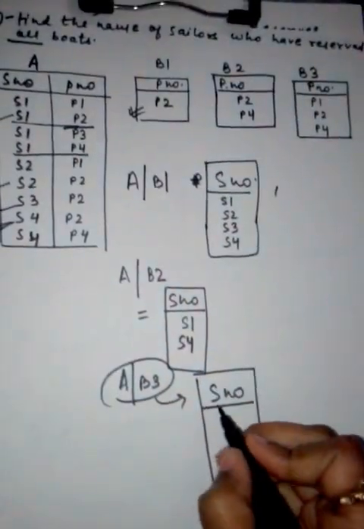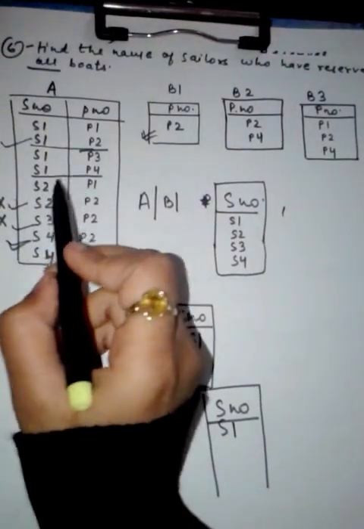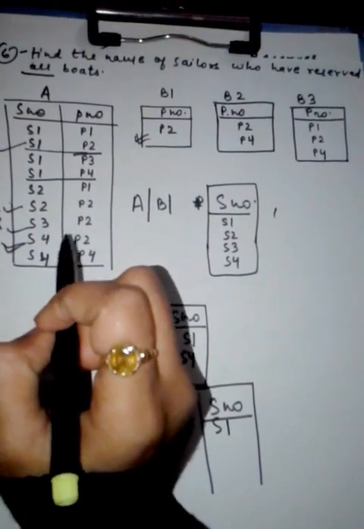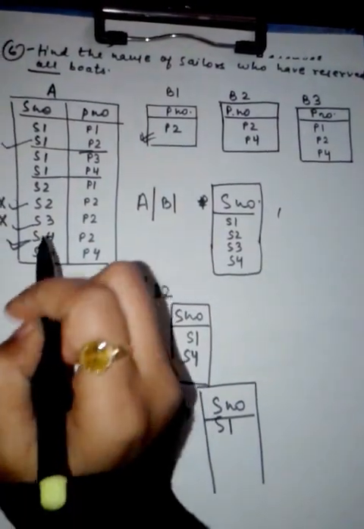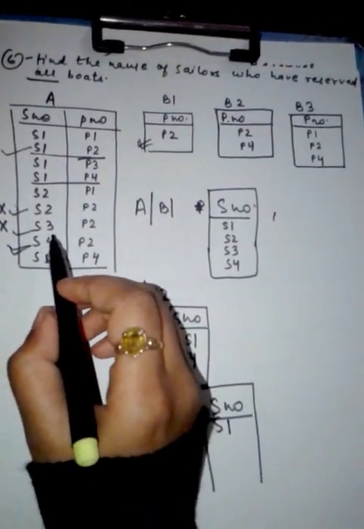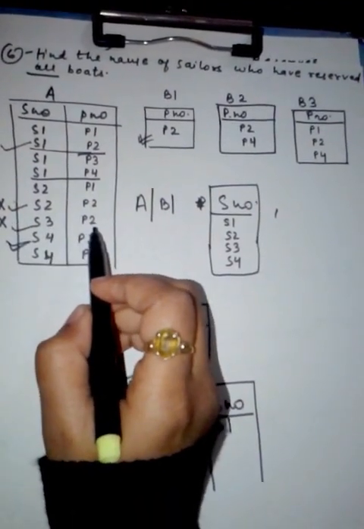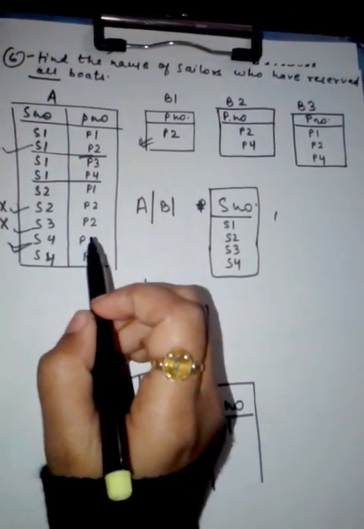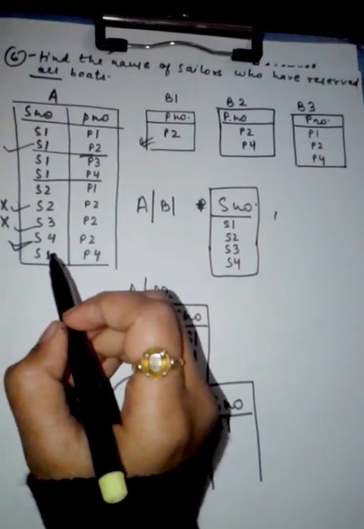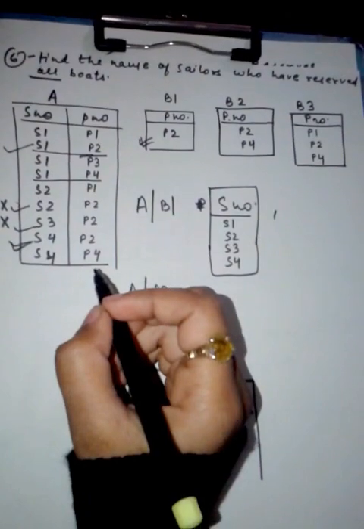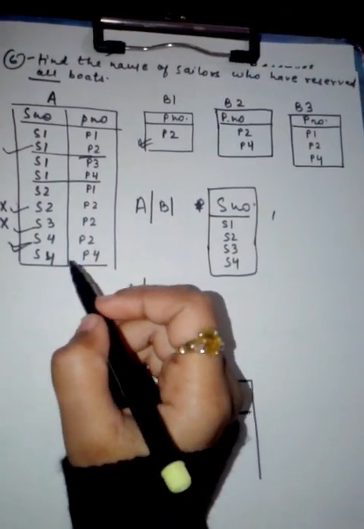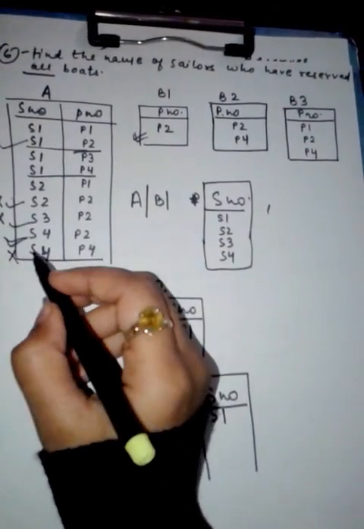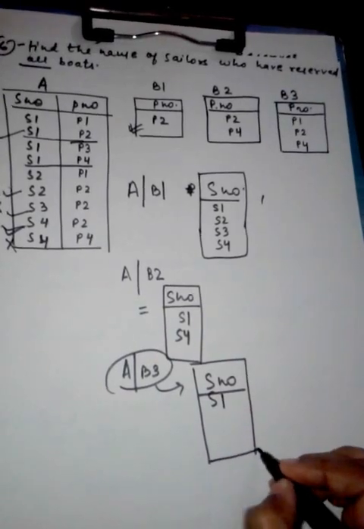So we will write S1 here. Now check for S2. S2 contains P1, S2 contains P2, but S2 doesn't contain P4. So we'll not write S2 here. Now proceed with S3. S3 contains P2, but there is no S3 which contains P1 or P4, and S4 also does not contain P1. It will only contain P2 and P4, but S4 does not contain P1, so we will not mention S4 here. So it will only represent S1.